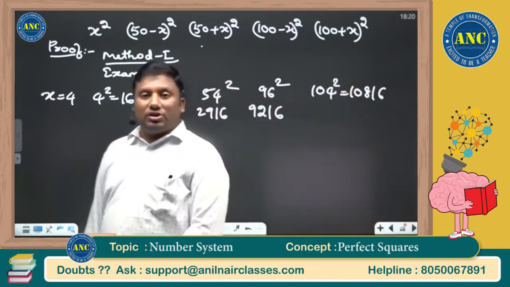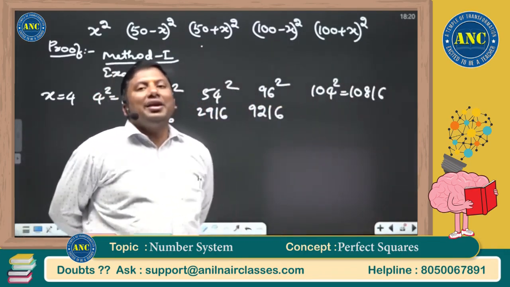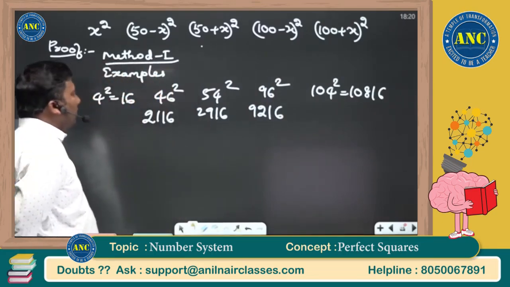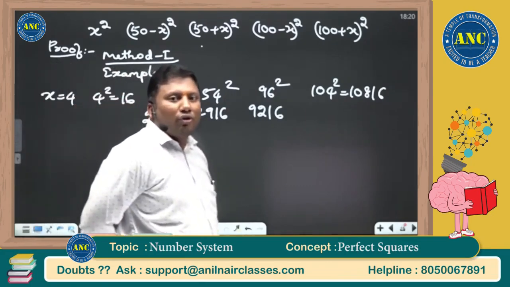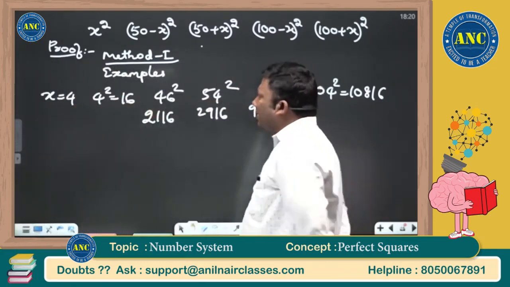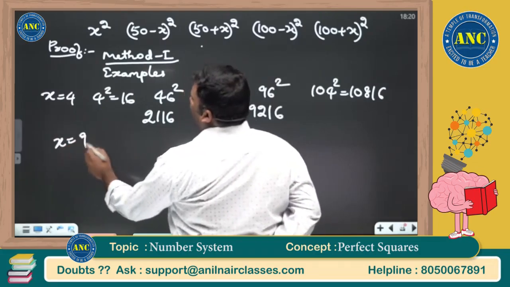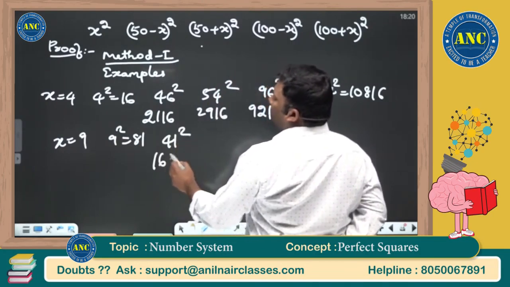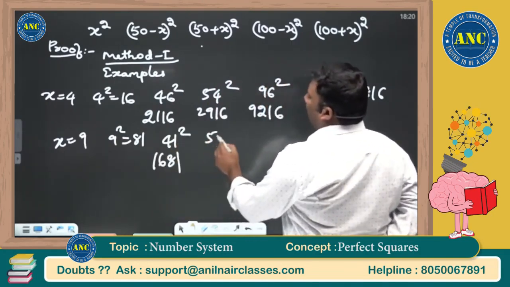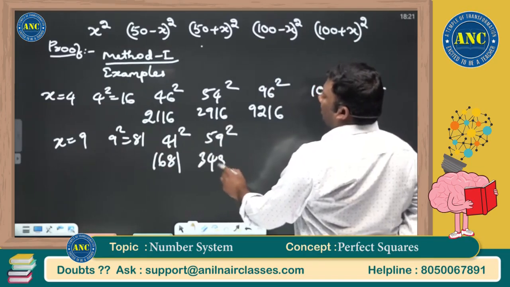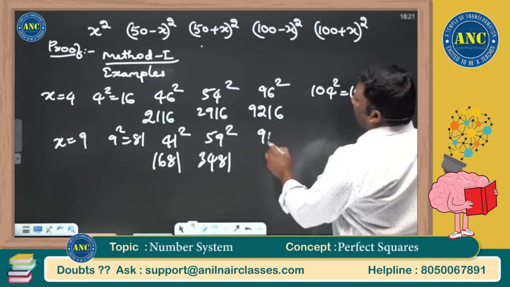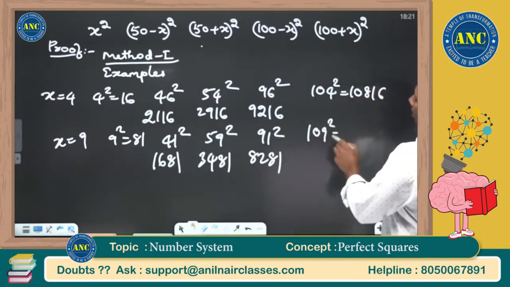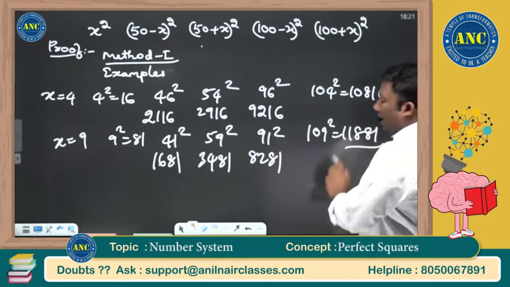50 minus 4 whole square, 50 plus 4 whole square, 100 minus 4 whole square, 100 plus 4 whole square: the last two digits are the same in all the cases. Sir, you took 4. Please take any other number. x equals 9. 9 square is 81. 50 minus 9, 41 square, 1681. 50 plus 9, 59 square, 3481. 100 minus 9, 91 square, 8281. 109 square, 11881. You can check on a calculator.